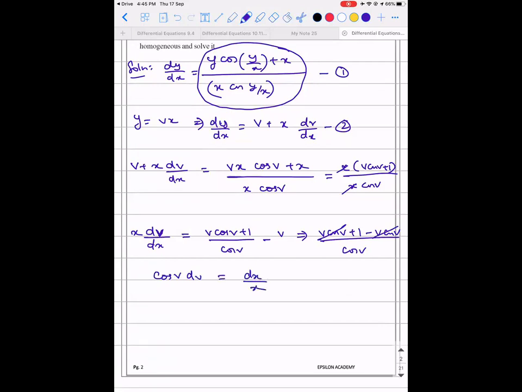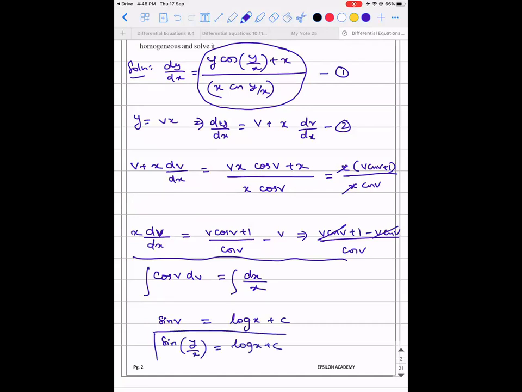So what are we supposed to do? After this step, I applied variable separables. So integrate on both the sides. We will get sin v = log x + c. But what is v? So this will be the required answer. Don't leave the final answer in terms of v, because v is the term we have introduced. You should again bring it back to the form y/x.